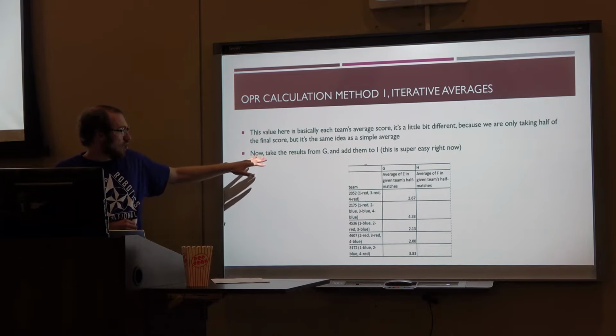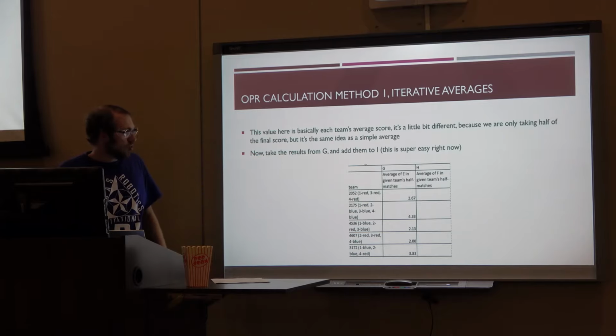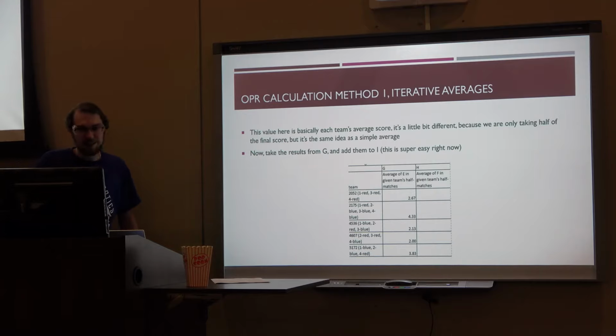And so now this step's super easy. Take the results from G and add them to column I. And column I is our initial guesses for OPR, and since we guessed them all as zero, there's not much to do here. It's basically just copy paste.